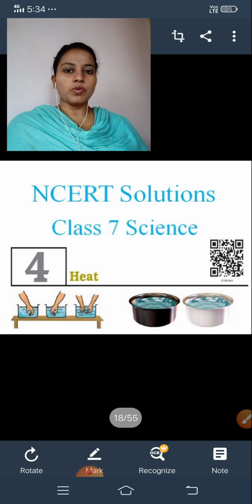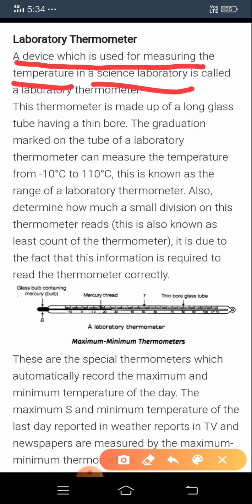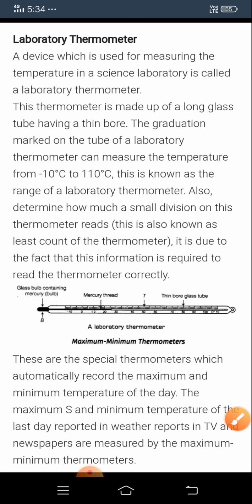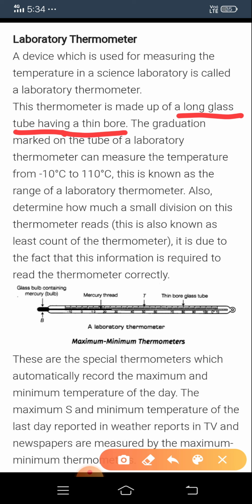A laboratory thermometer is a device which is used for measuring temperature in a science laboratory. Clinical thermometers are used for measuring the body temperature, but laboratory thermometers are used in a science laboratory. This thermometer is made of a long glass tube having a thin bore.